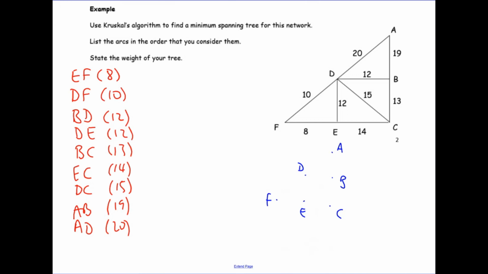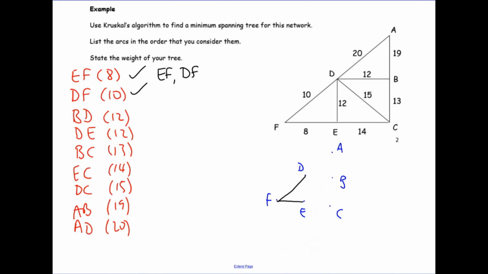I'm going to tick and cross these as I go along, so I know which ones I've added on. First off, I'm going to add on EF. That's fine, it doesn't make any cycles, so I can add on EF. Next one, DF. Check if it makes any cycles. Well, it doesn't. That's fine. So I can add DF on as well, and I'm going to add it onto my diagram.